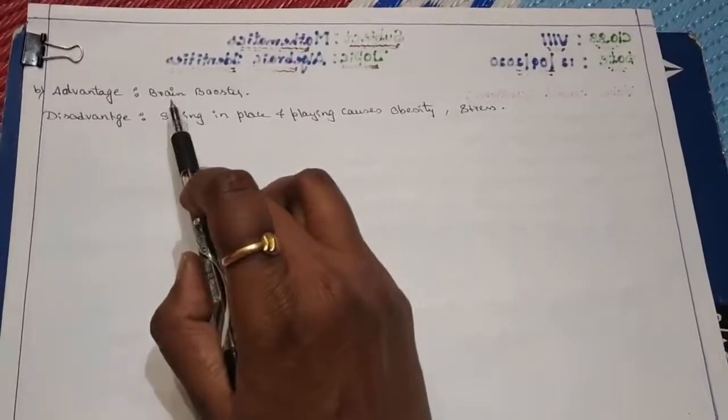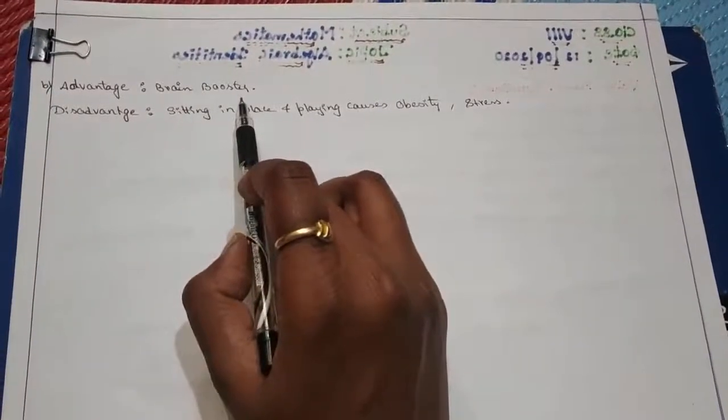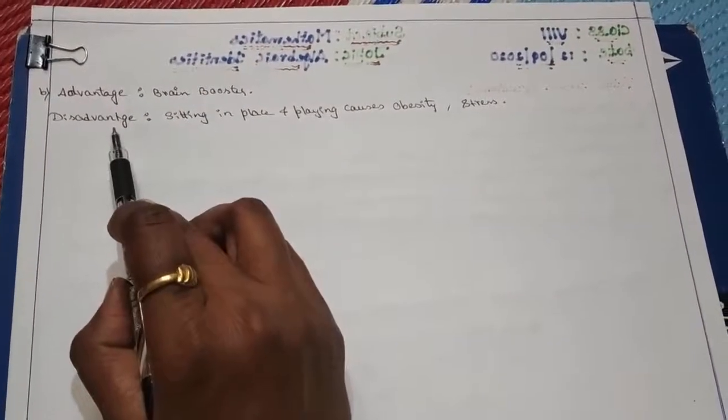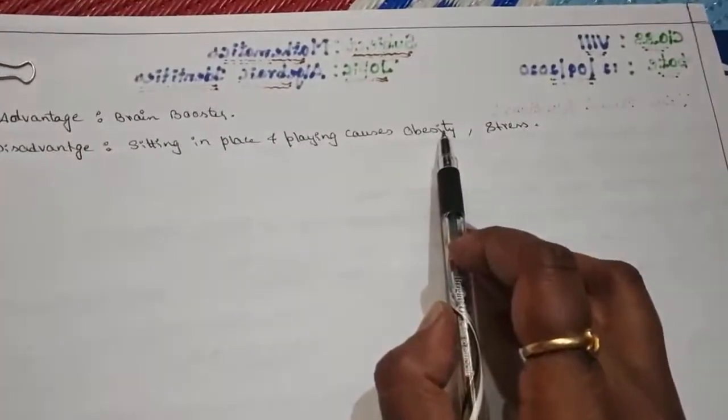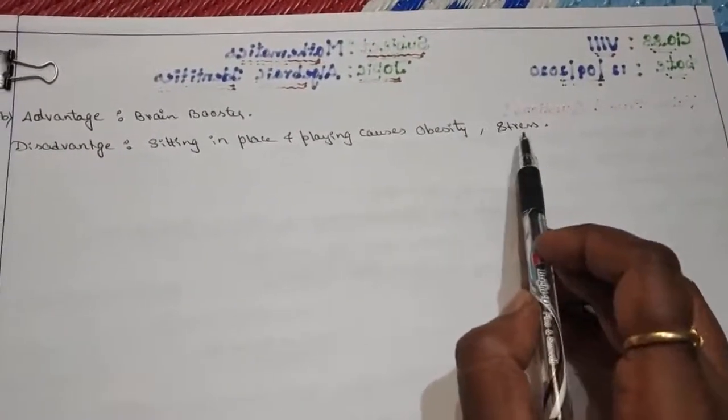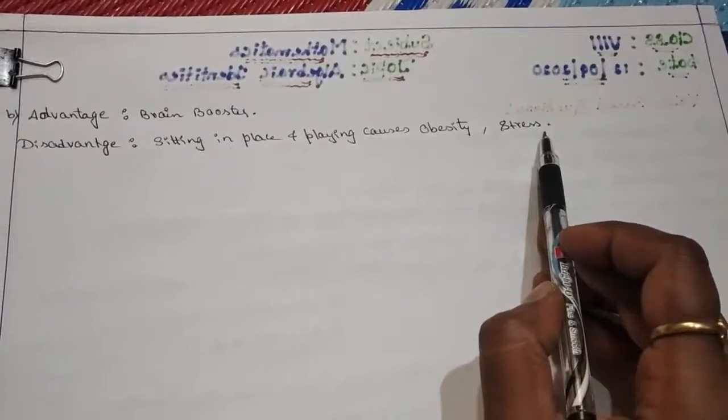So advantage, brain booster. Disadvantage of playing video games is sitting in one place and playing causes obesity, or you can give the other reason, stress also.